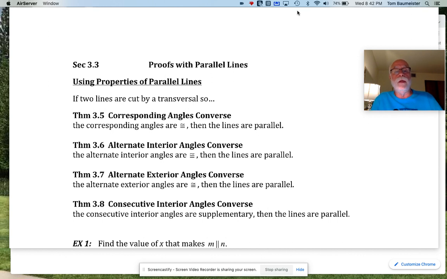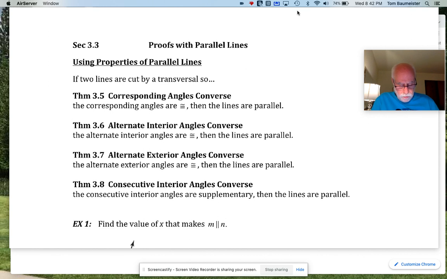If the alternate interior angles are congruent, then the lines are parallel. If the alternate exterior angles are congruent, then the lines are parallel. And with consecutive interior angles, if they are supplementary, then the lines are parallel.